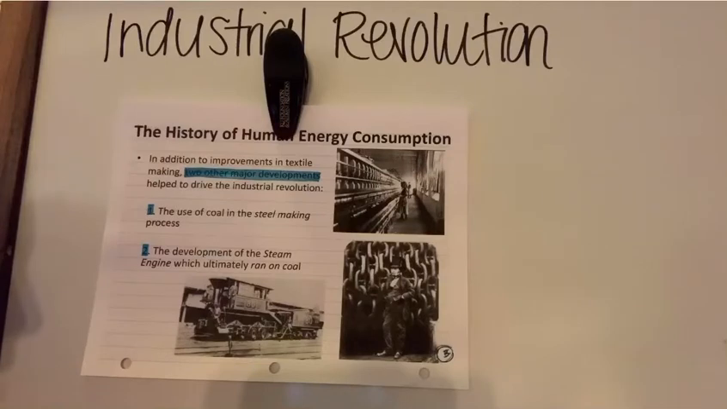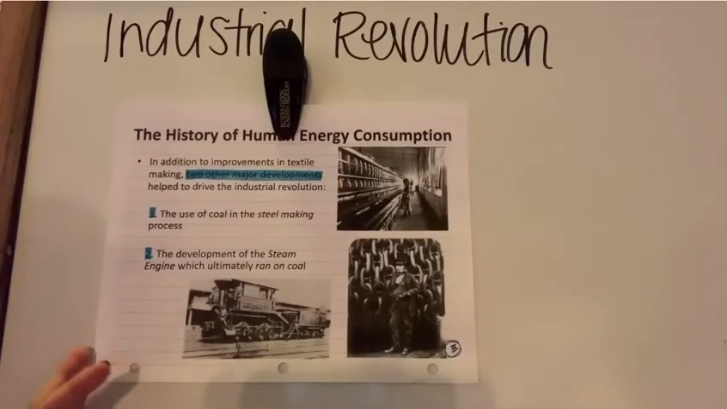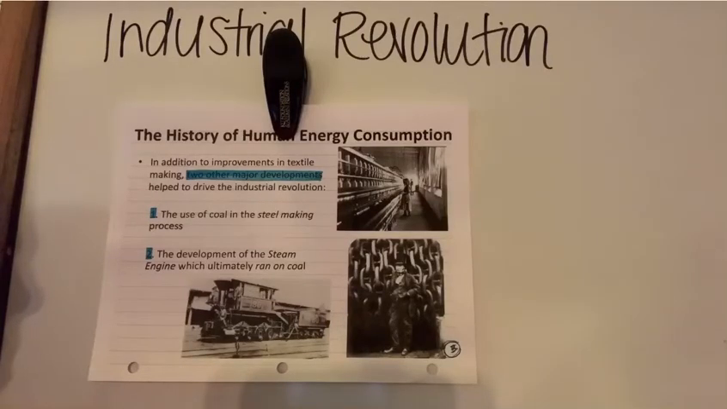Okay, so again, during the Industrial Revolution, there were tons of changes in agriculture, manufacturing, mining, and transportation. They didn't list this, but there were also major changes in textiles, which is making fabrics for clothing or household uses. In addition to the improvements in textile making, two other major developments helped to drive the Industrial Revolution. The first was the use of coal in the steel-making process, and the second was the development of the steam engine, which ultimately ran on coal.